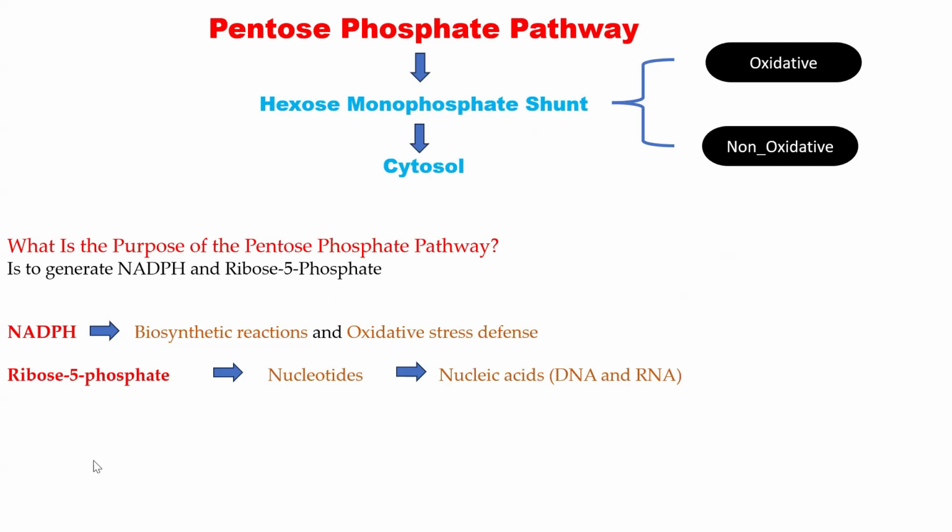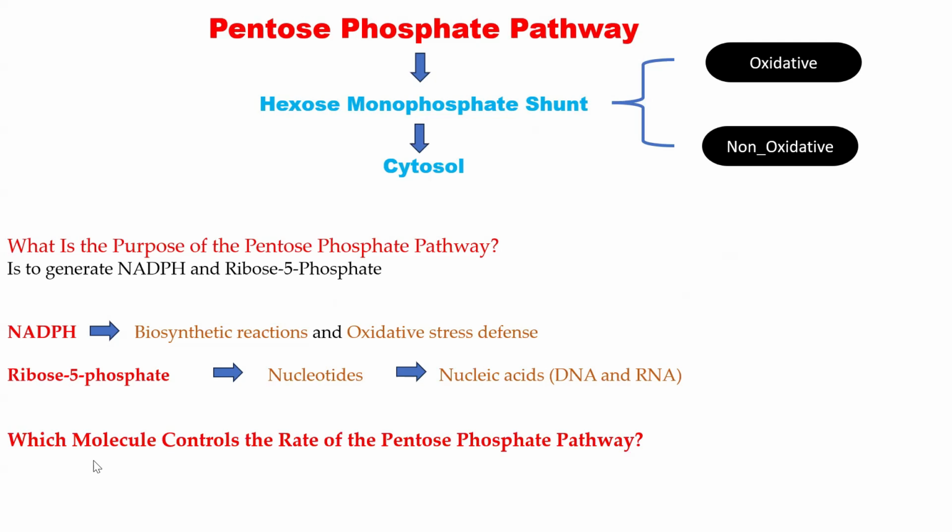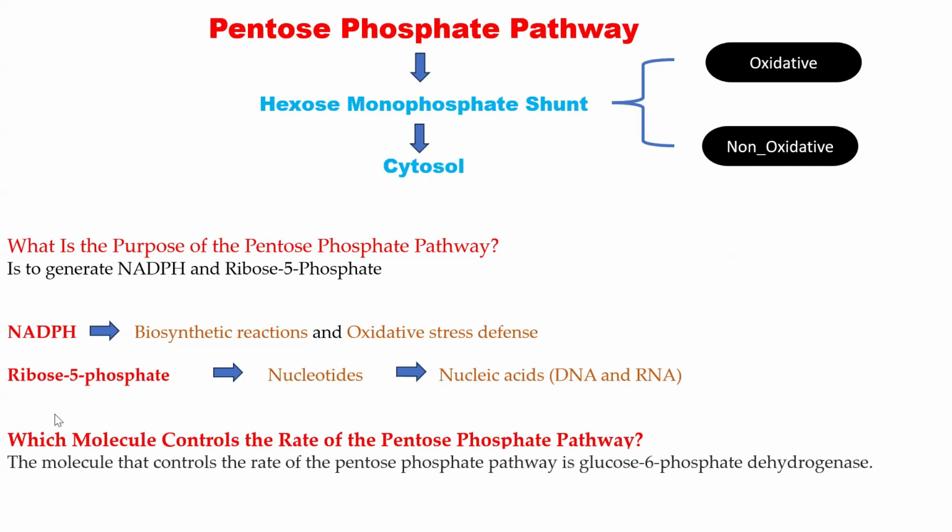So now, which molecule controls the rate of the pentose phosphate pathway? That is the control point of the pathway. Generally, there is one major enzyme, which is the first enzyme of the pathway: glucose 6-phosphate dehydrogenase is the major control point. It is the rate limiting enzyme. When it's a control point, it means it's a point where you can either turn the pathway on or off.